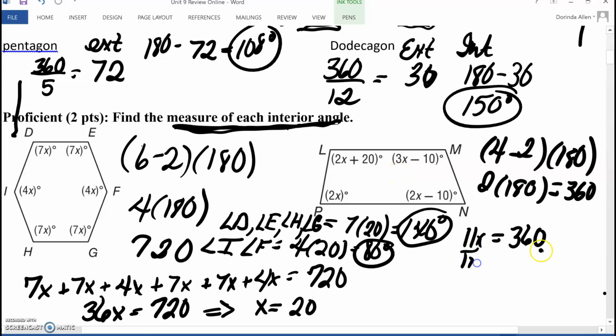Divide by 11. x equals, 11 goes in there.